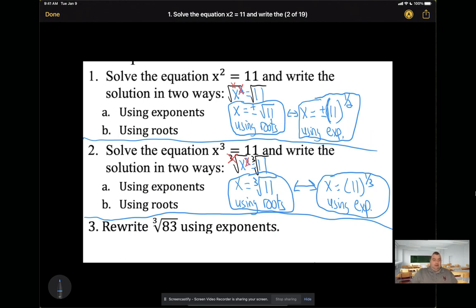Number 3, very simple. Rewrite the cube root of 83 using exponents. So again, we know that cube rooting a number is exactly the same as taking that same number, in this case 83, and raising it to the power of 1/3. So the answer is simply 83 to the power of 1/3. And that is it for this lesson.